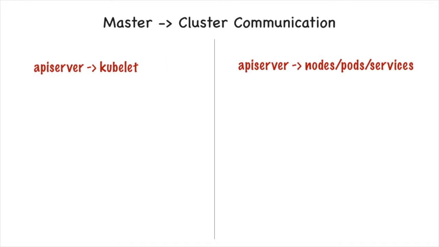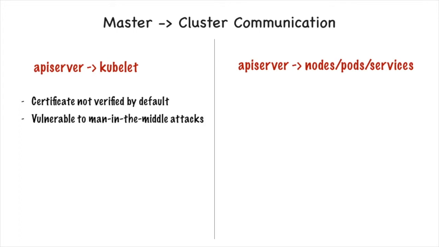These communications by default are not going to be safe. That is because the API server is by default not going to verify the kubelet serving certificate, and so these communications are vulnerable to man-in-the-middle attacks. Therefore, API server to kubelet communications should not run on untrusted or public networks.